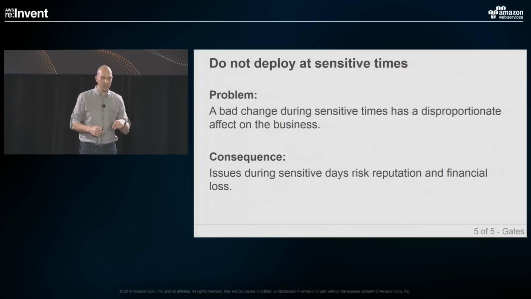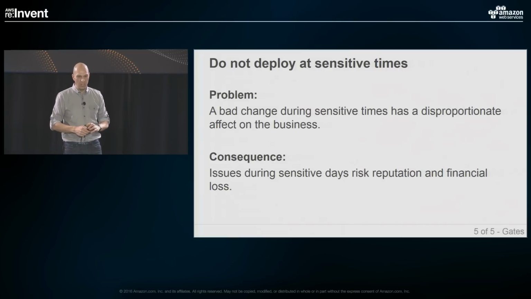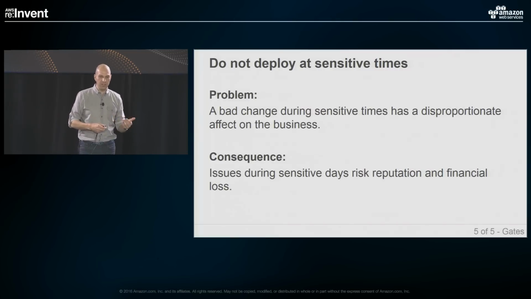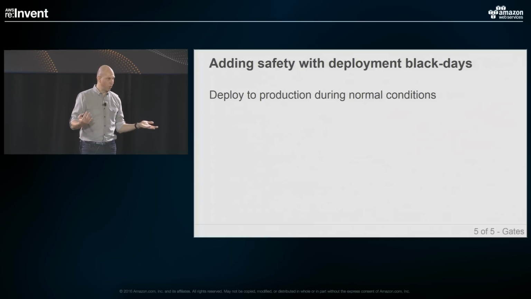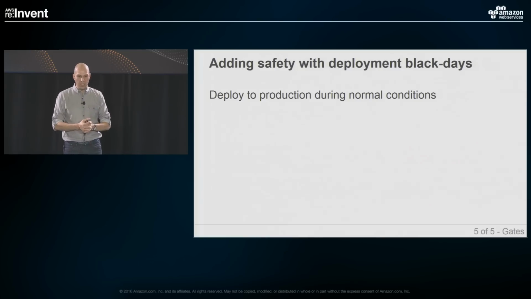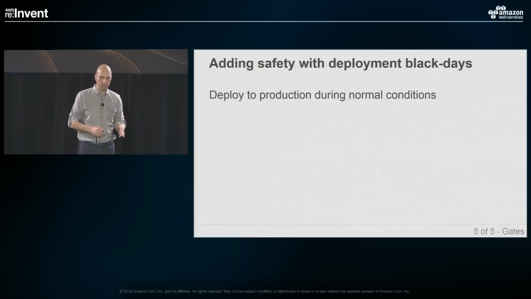Now, during these sensitive times, the risk to return ratio for performing a deployment change isn't very favourable. A bad production change during a sensitive time may not only affect the reputation of your business, but it might also affect your bottom line. So deployments to production should be a regular and normal occurrence, and I hope they are for you. But during these sensitive times, the business should be able to halt deployments in order to make production safe and stable.